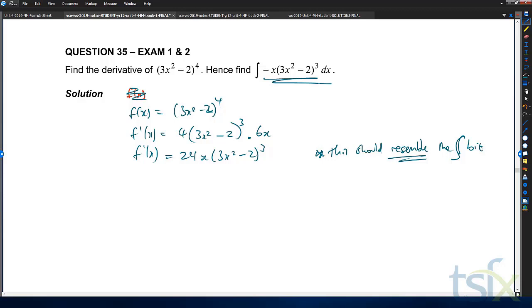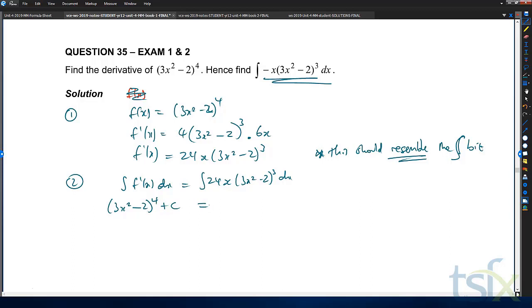So, again, this isn't a great example, but I'll go through the method anyway. So there's step 1. Step 2 is to do the anti-diff of f dash x dx, equals the anti-diff of 24x times 3x squared minus 2 to the power 3 dx, like that. We actually write that down at our school. You might not need to do it, but it helps our guys. So, on the left-hand side, anti-diff of f dash x is just f of x. So I go straight back to my 3x squared, take 2, to the power 4 plus c.